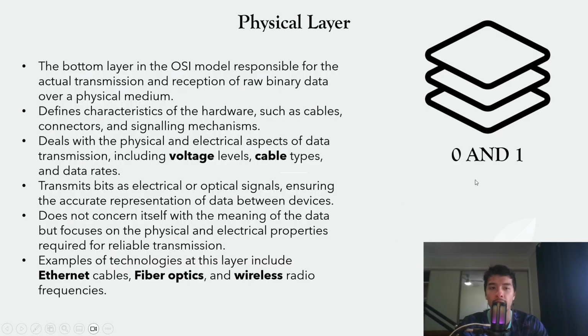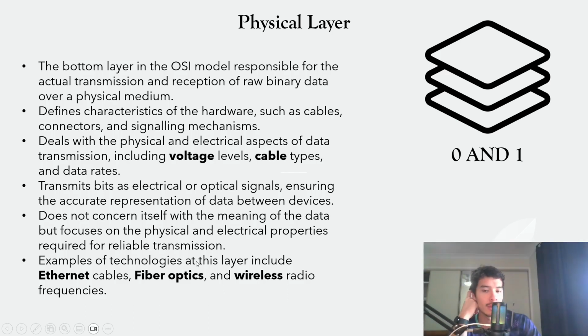Physical layer. This layer operates in ones and zeros. This is the more electrical layer, I guess you could say. It deals with the hardware, cables, connectors, and signaling methods, including voltage, data rates, etc. Transmits raw binary over a physical medium. Examples of technology at this layer include Ethernet cables, fiber optics, and wireless radio connection, which is like Wi-Fi.